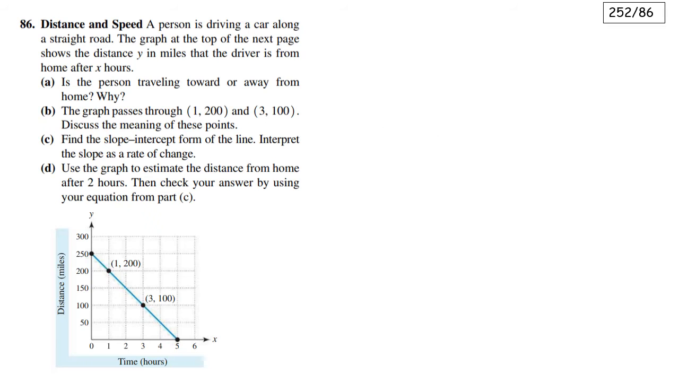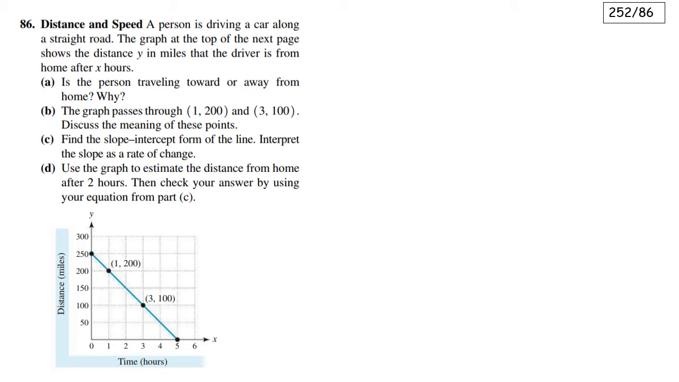Review questions, chapters 3 through 5, selected word problems. Problem 86 on page 252. A person is driving a car along a straight road. The graph at the top of the next page shows the distance y in miles that the driver is from home after x hours. Question A. Is the person traveling toward or away from home, and why?